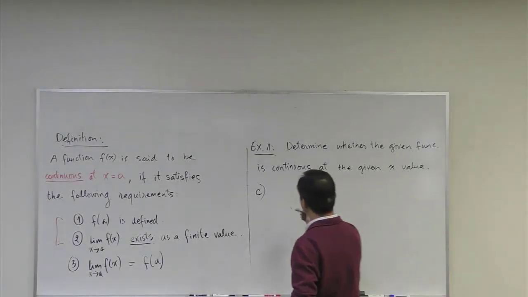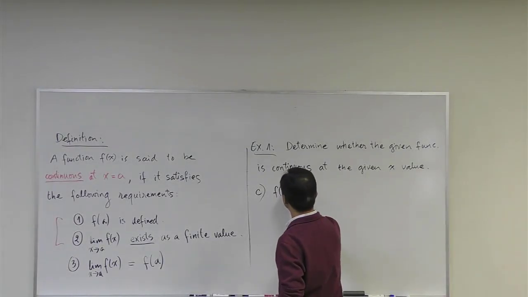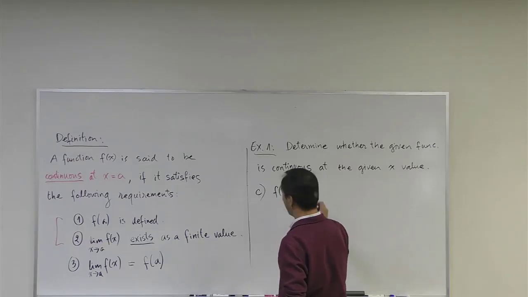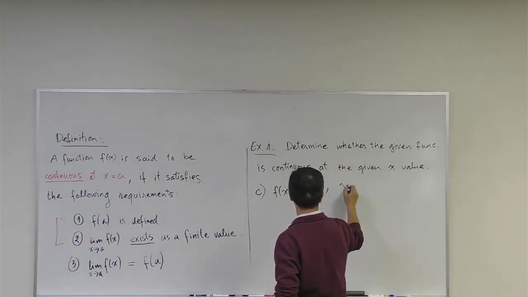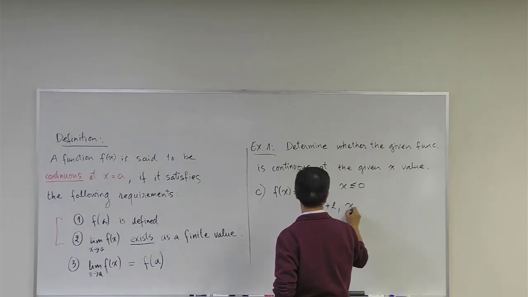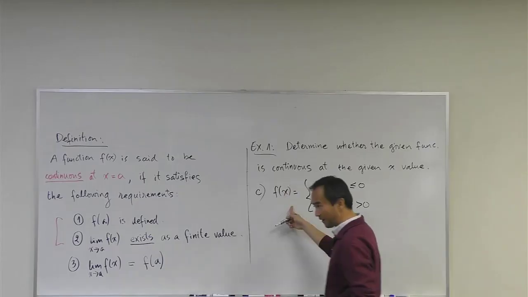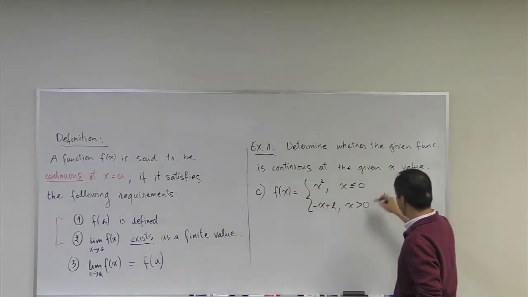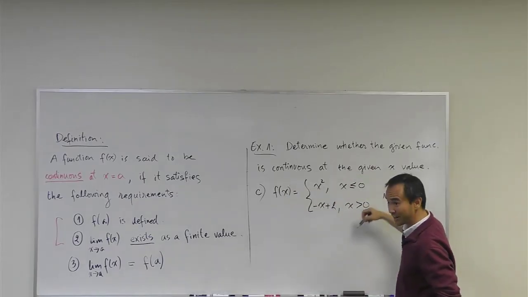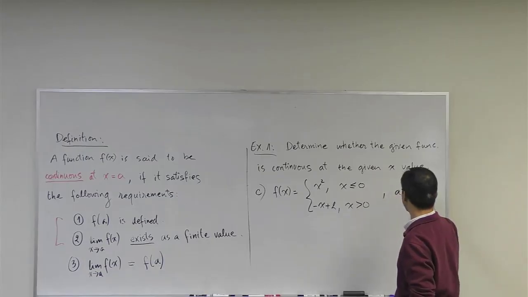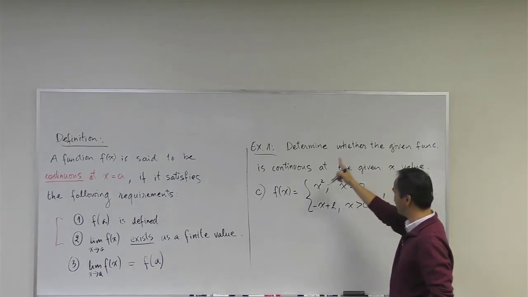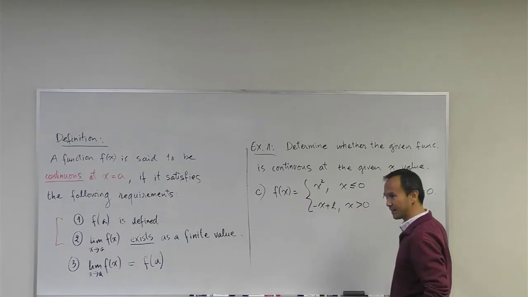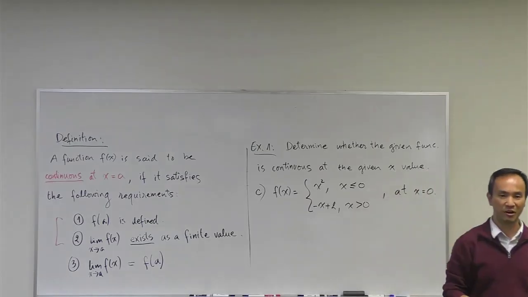So how about f of x defined as a piecewise function: x squared for x less than or equal to 0, and then minus x plus 2 for x greater than or equal to 0. So here's our function, right? And that breaking point right here, that breaking line, is what we want to consider for continuity. We want to find out if this function is continuous at this given point, x equals 0.